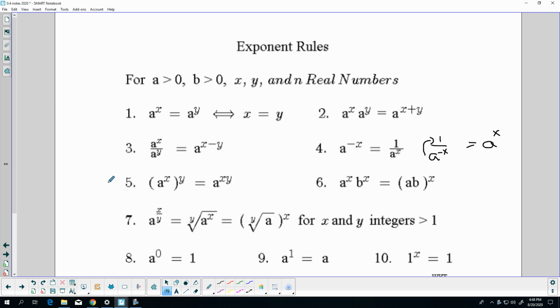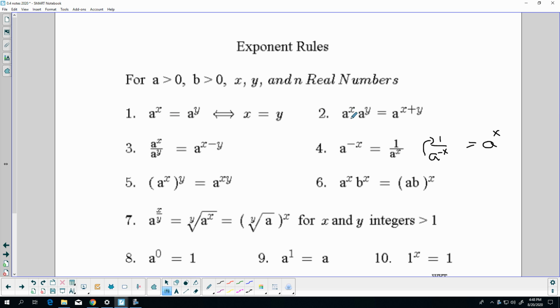These are the exponent rules, and you'll probably want to take a second and pause and write these down, but I'm going to talk about each one of these. If you've got two bases the same and they're equal to each other, that means the exponents are also the same. This will become important when we start solving them a little bit later on in the semester.